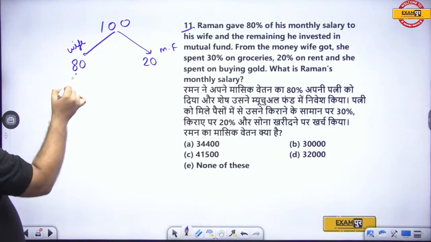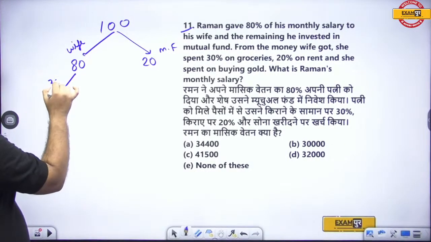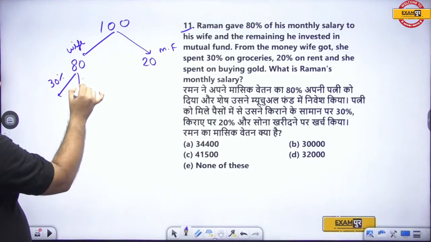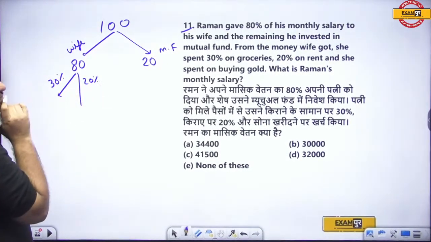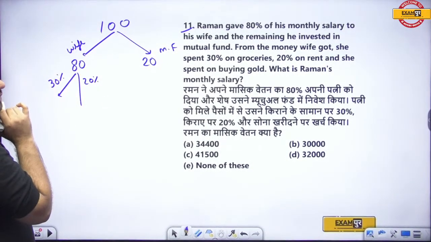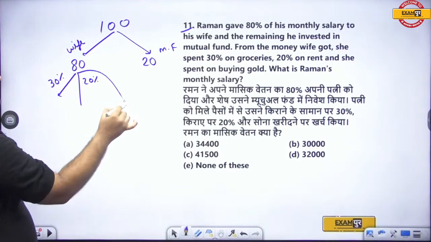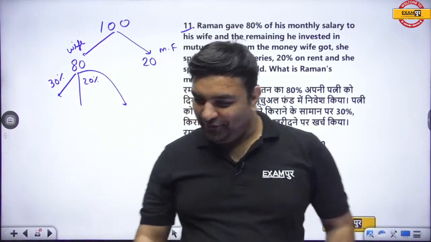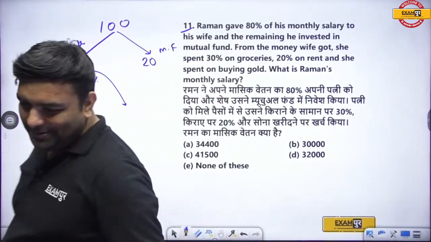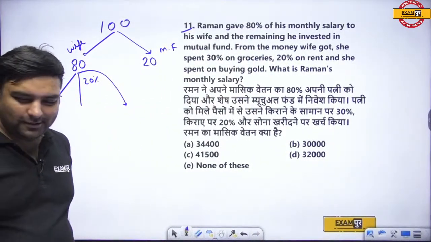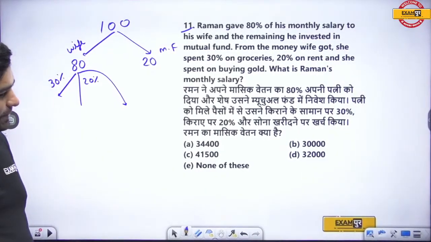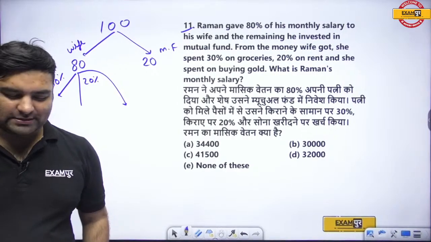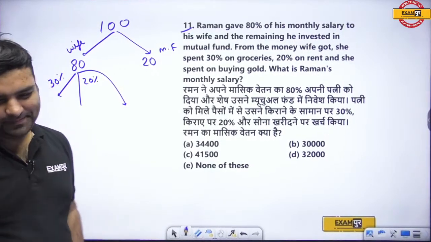Wife will spend 30% of it on the groceries. We will not find out the value as of now. 20% on the rent. And remaining on buying gold. Every month she buys gold. Wow. So his salary must be huge. That is why she is buying gold every month.